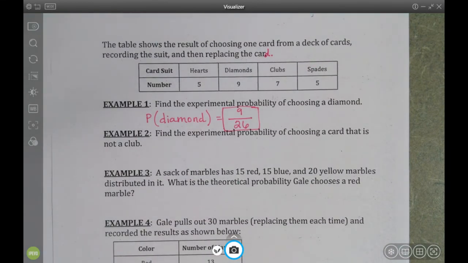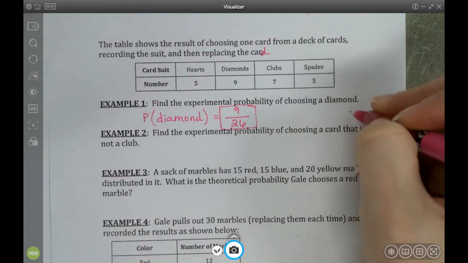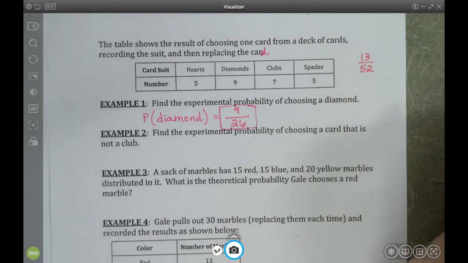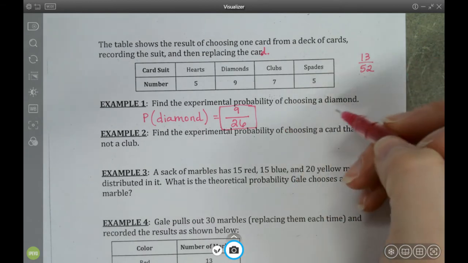In a deck of cards, how many diamonds are there? 13. So in theory, the probability of choosing a diamond is 13 out of 52. But our experiment gave us 9 out of 26, right?